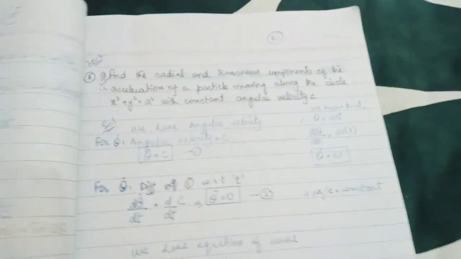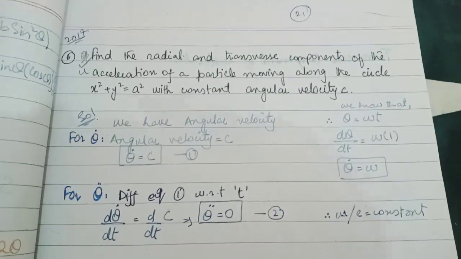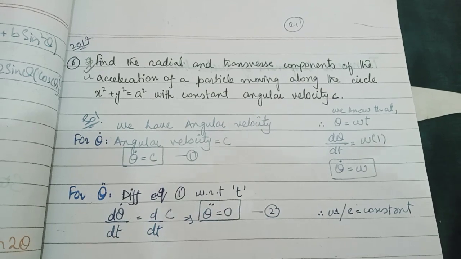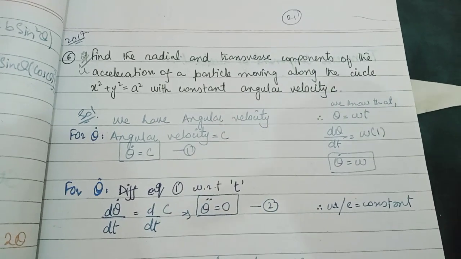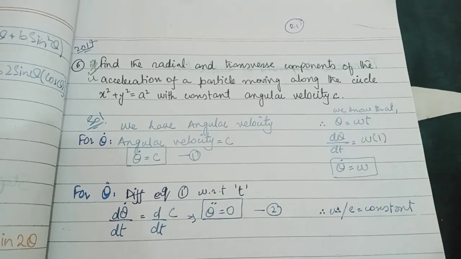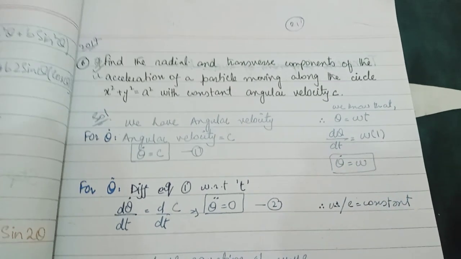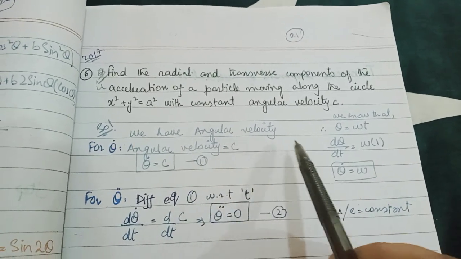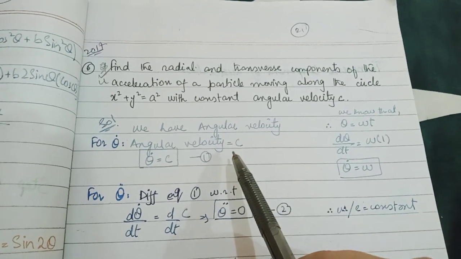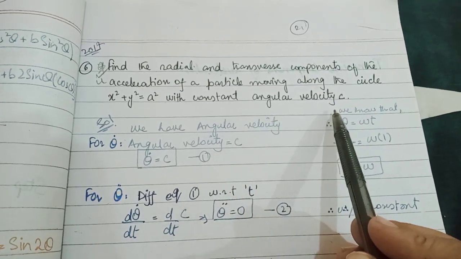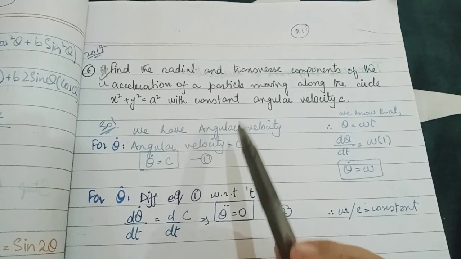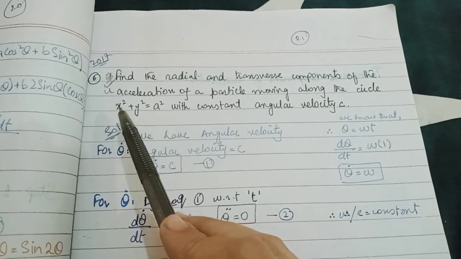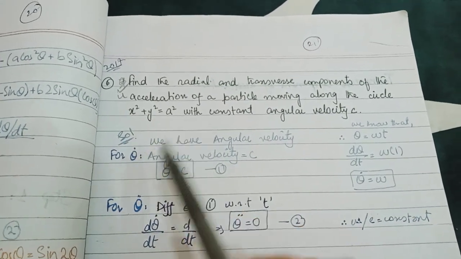Question number 6 says: find the radial and transverse components of acceleration of a particle moving along the circle x square plus y square equals a square with constant angular velocity. In this question we are given two important pieces of information. The first is that the angular velocity is c, and the second is the equation of the curve, the circle, which is x square plus y square equals a square.